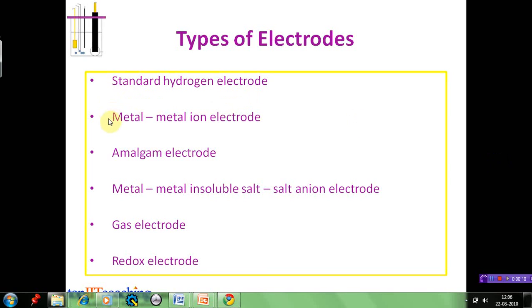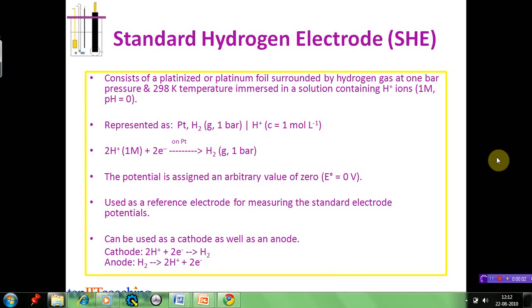Types of electrodes. The most common types of electrodes used in cells are standard hydrogen electrode, metal-metal ion electrode, amalgam, metal-insoluble salt-anion electrode, gas electrode, and redox electrode. We'll discuss what the constitution of these electrodes is and how they are represented one by one.